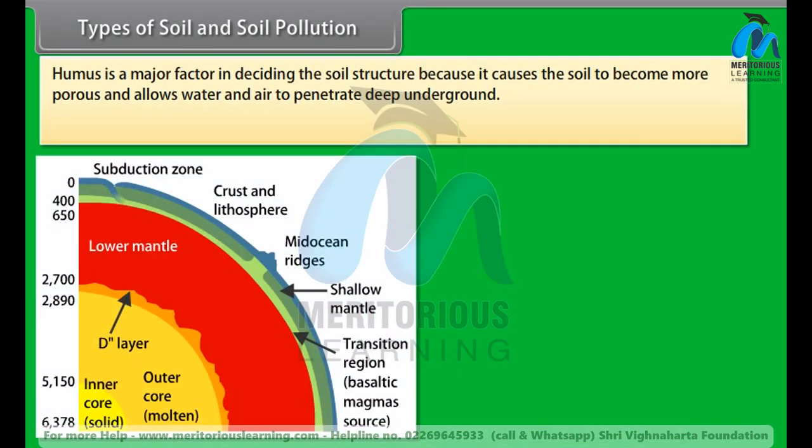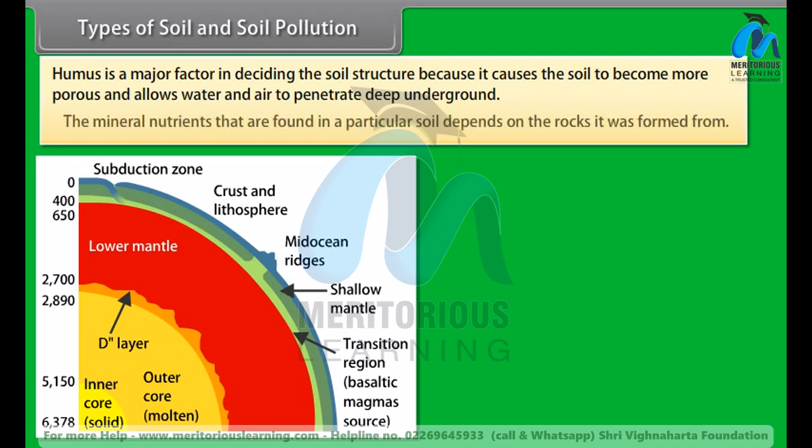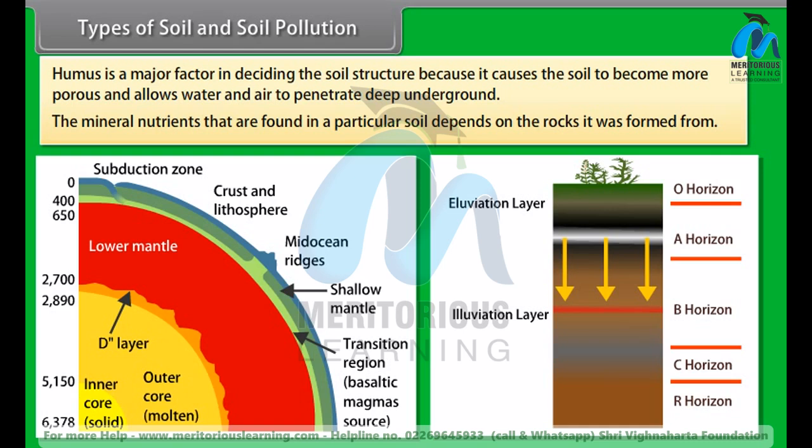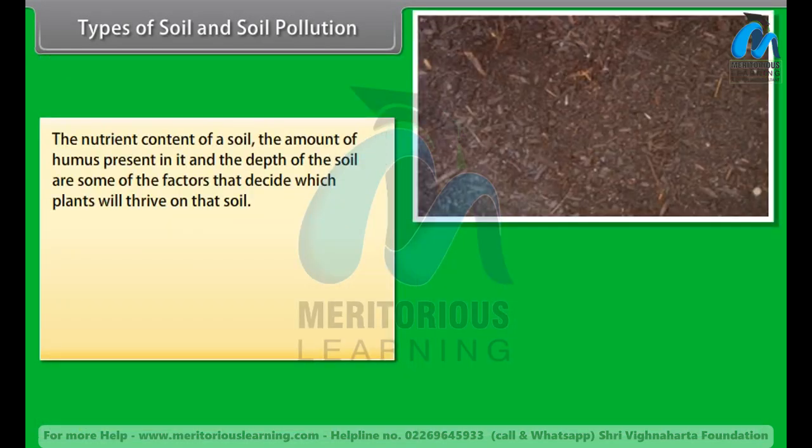Humus is a major factor in deciding the soil structure because it causes the soil to become more porous and allows water and air to penetrate deep underground. The mineral nutrients that are found in a particular soil depends on the rocks it was formed from. The nutrient content of a soil, the amount of humus present in it, and the depth of the soil are some of the factors that decide which plants will thrive on that soil.